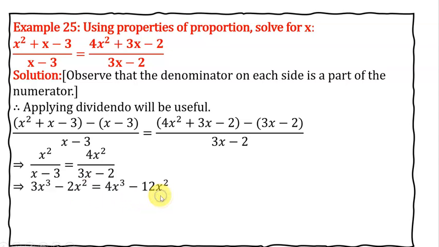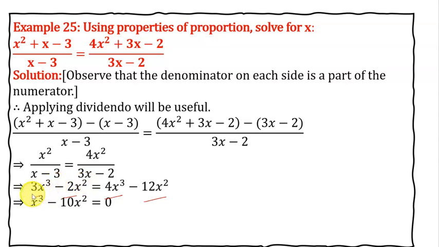Now next, by cross multiplication, x square times (3x minus 2). x square into 3x gives 3x cube. Next, x square into minus 2 gives minus 2x square. 4x square into x gives 4x cube. 4x square into minus 3 gives minus 12x square.